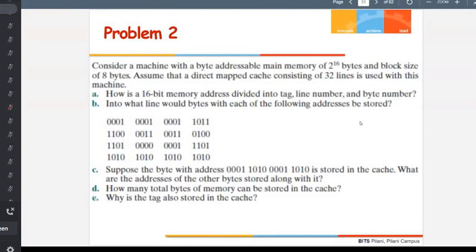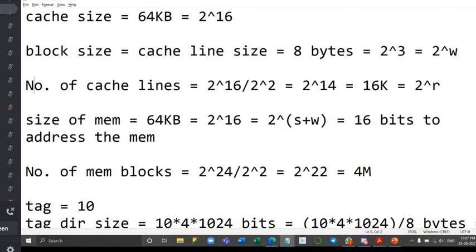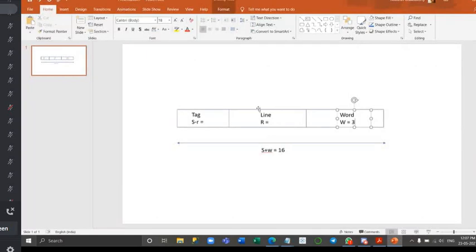They say to assume it's a direct map cache consisting of 32 lines with this machine. So they have given me the number of cache lines: 32 lines in the cache. 32 can be written as 2 to the power 5, so I found out R as well. So 5 plus 3, 8. 8 bits have been taken already. Out of 16, 8 bits have been taken. The remaining 8 bits become my tag.